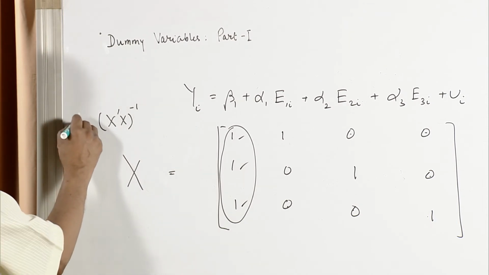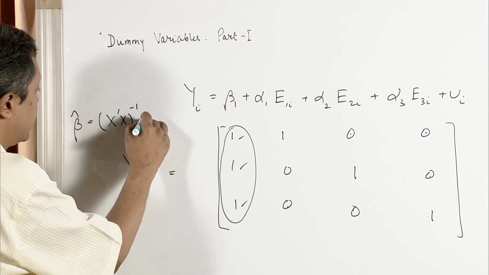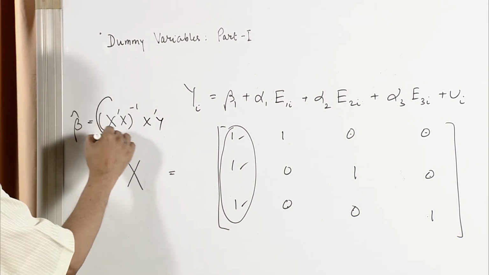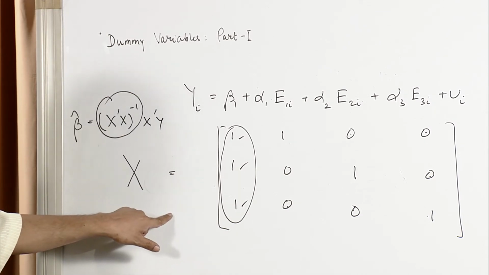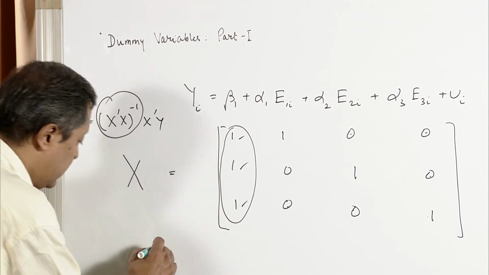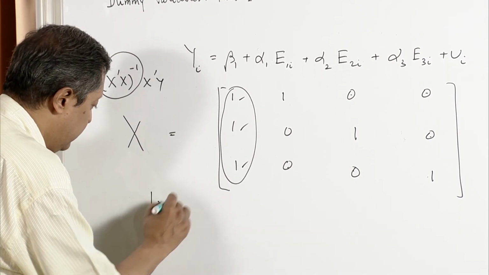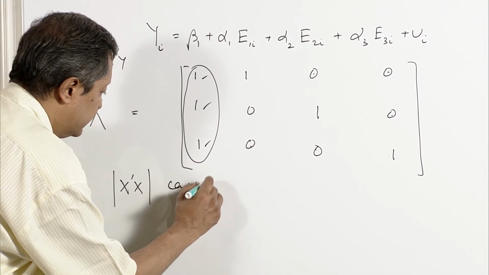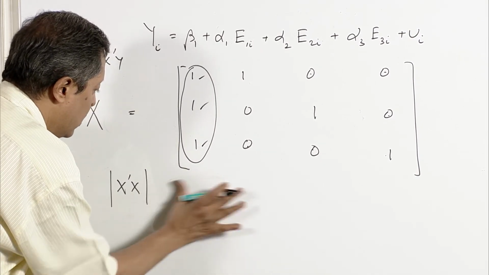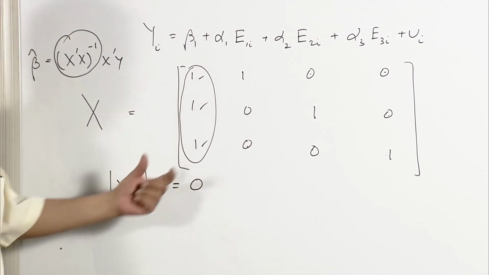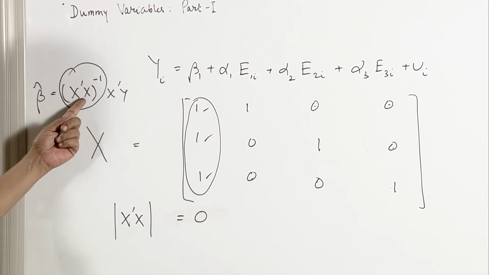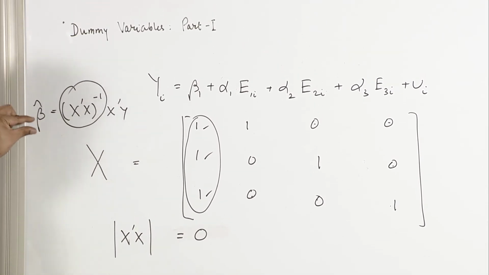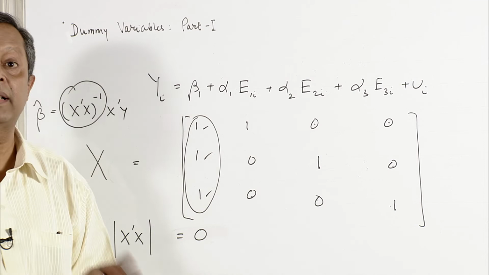But we know that beta hat is equal to x prime x inverse x prime y, and this x prime x inverse requires the determinant of x prime x, but that determinant will not be calculable, because it becomes 0. If there is perfect multi-collinearity, then this determinant becomes 0. So, we cannot calculate x prime x inverse. In other words, we cannot get all the elements of beta, beta 1, beta 2, beta 3, beta 4, or beta 1, alpha 2, alpha 3. We cannot get them separately.